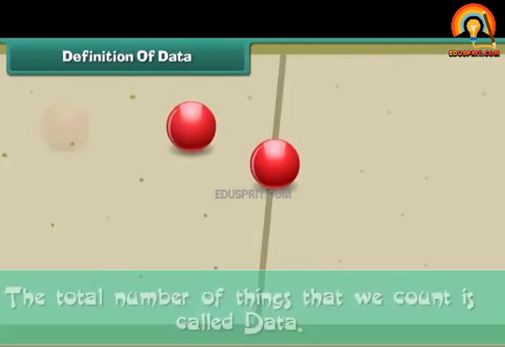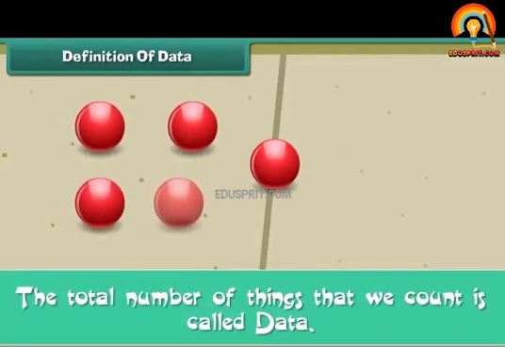Friends, we now know that the total number of things that we count is called the data.